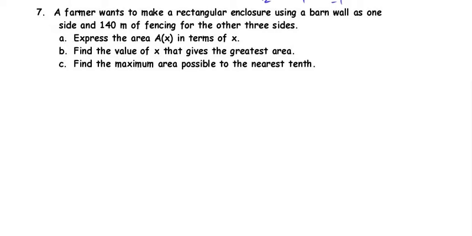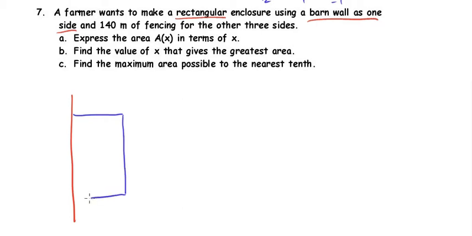So it says here a farmer wants to make a rectangular enclosure using a barn wall as one side. And actually I'm just going to stop right there for a second. So here's our barn wall. Okay, and now that's one of the sides of the rectangular enclosure. Now a rectangle, the opposite sides are congruent and equal in length and all that. And so here's kind of generally what we're going to be doing.